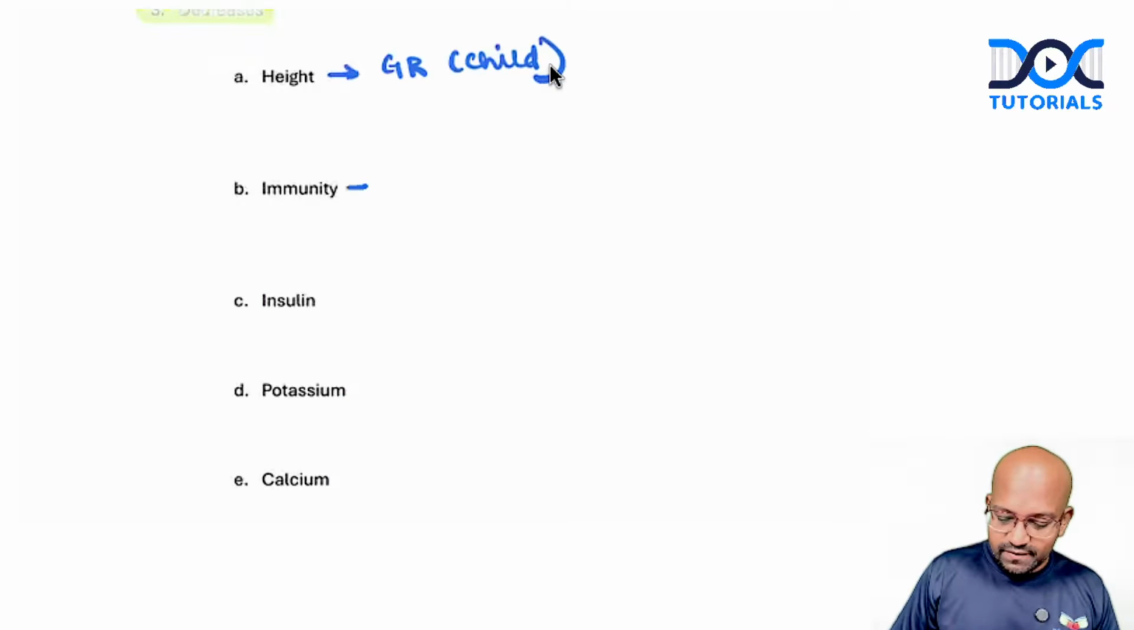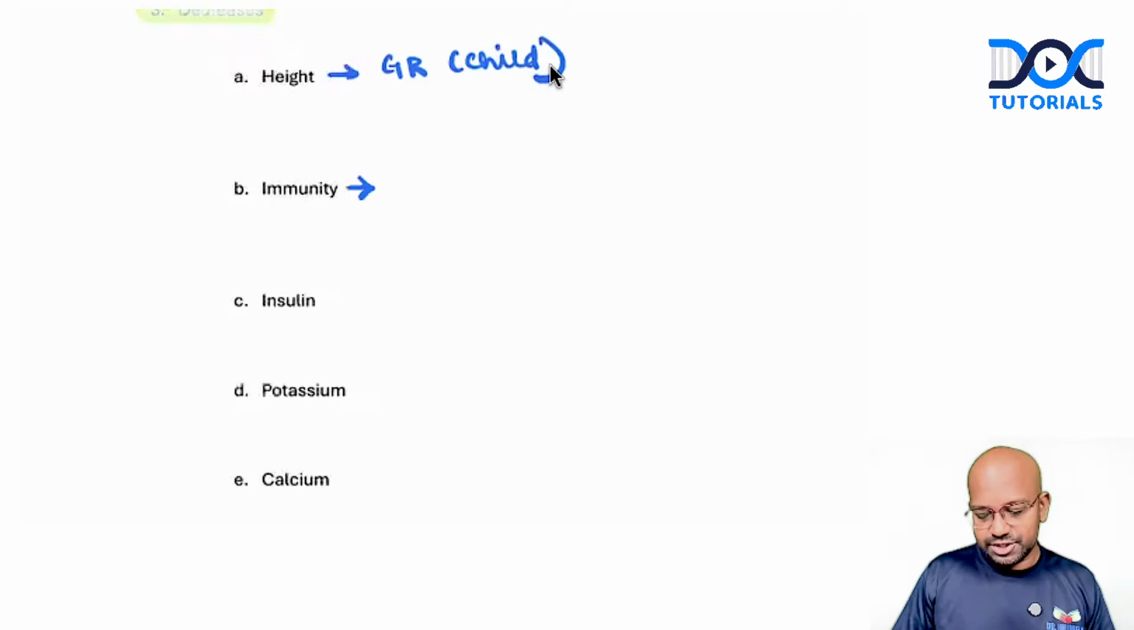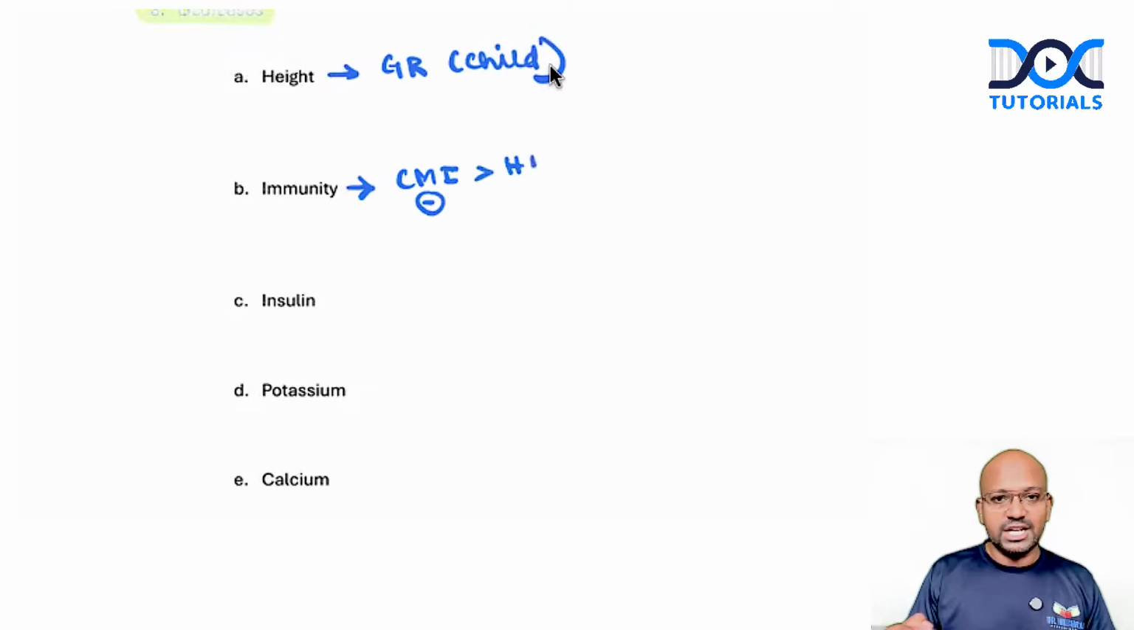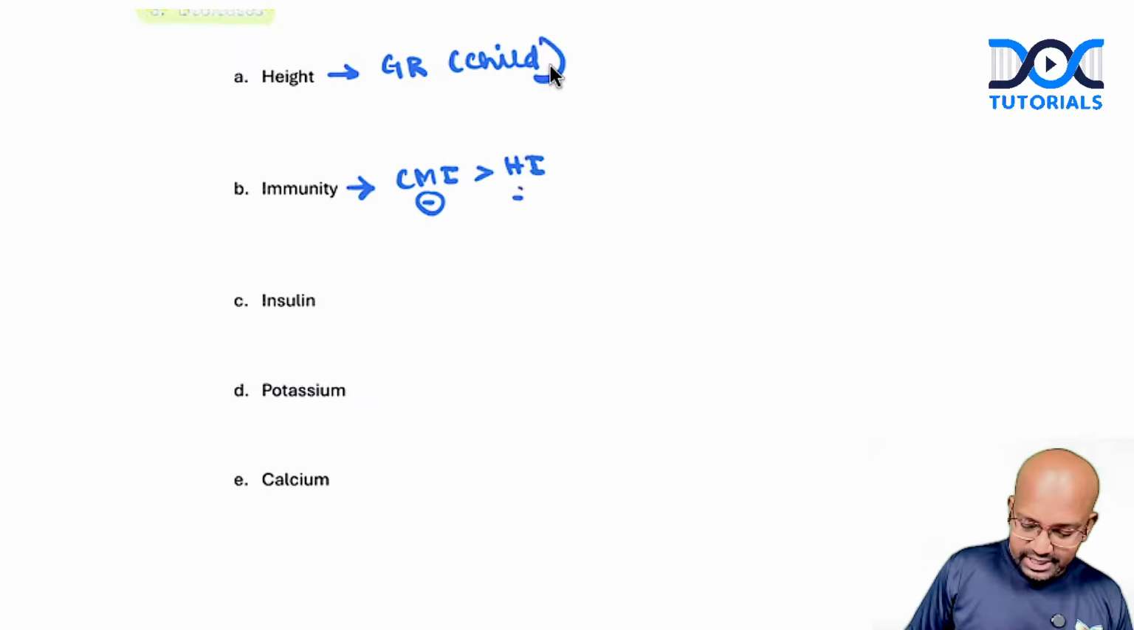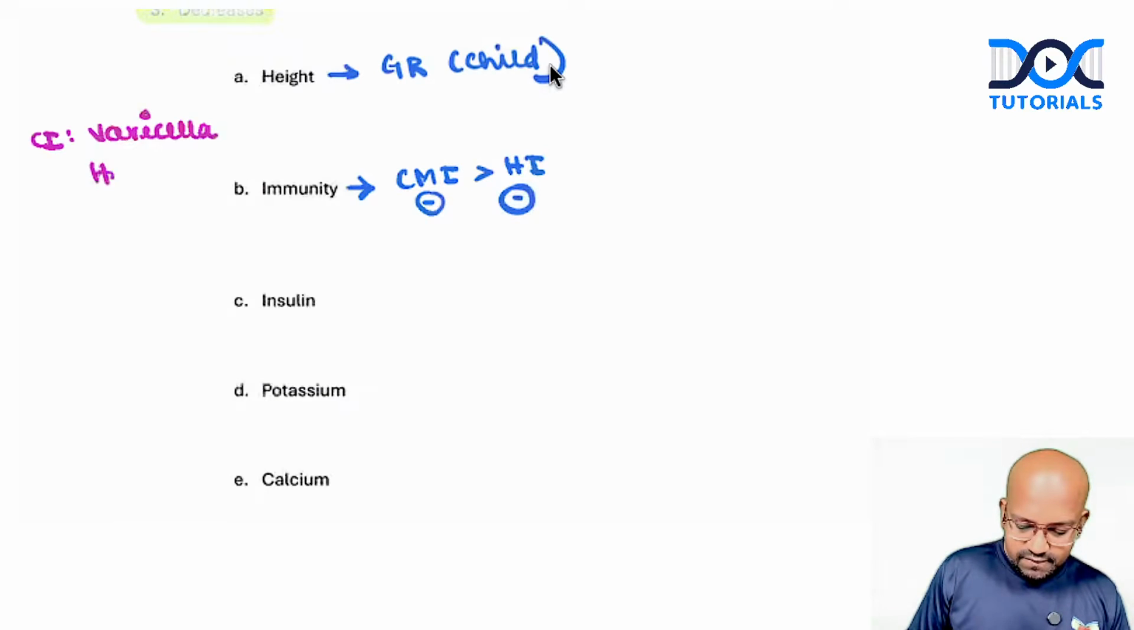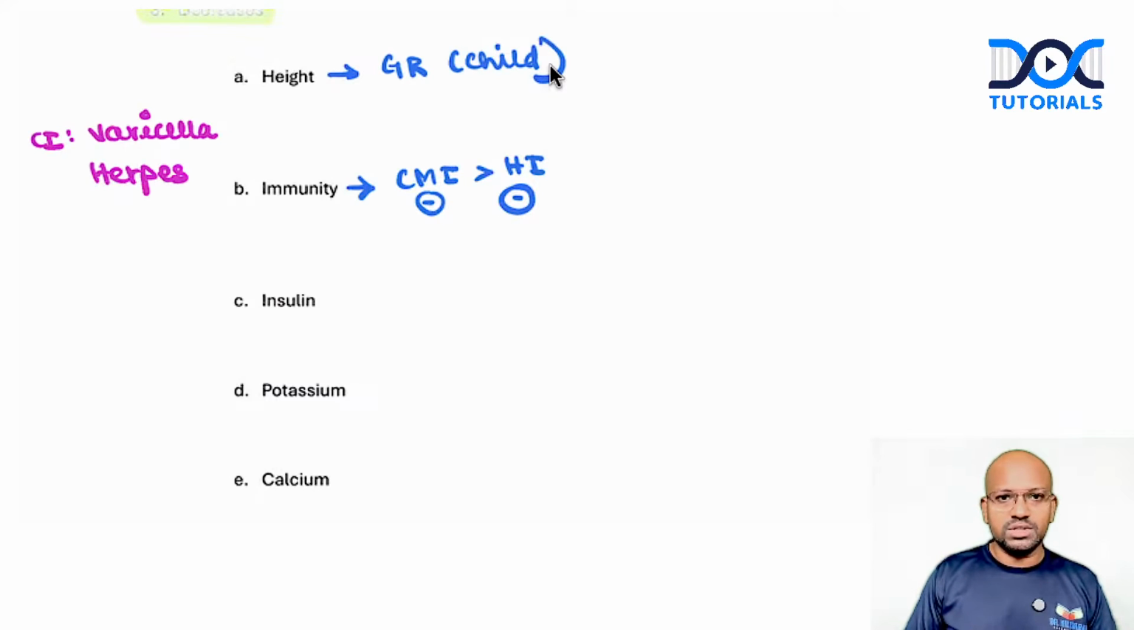Immunity. What type of immunity is going to be suppressed? Cell mediated immunity will be inhibited more than humoral immunity. So, what is the clinical implication of knowing it? Because it is going to be suppressing the immunity, it is contraindicated in varicella and herpes infections, because they might get worsened when the immune system is suppressed. In those conditions, steroids are contraindicated.